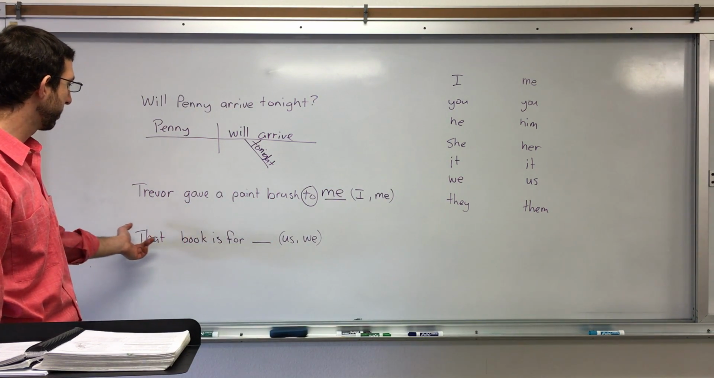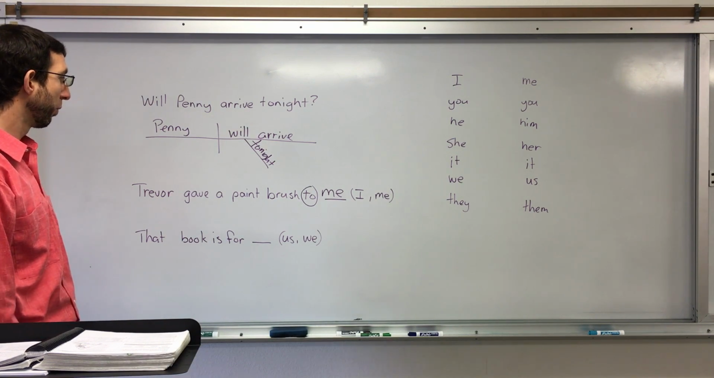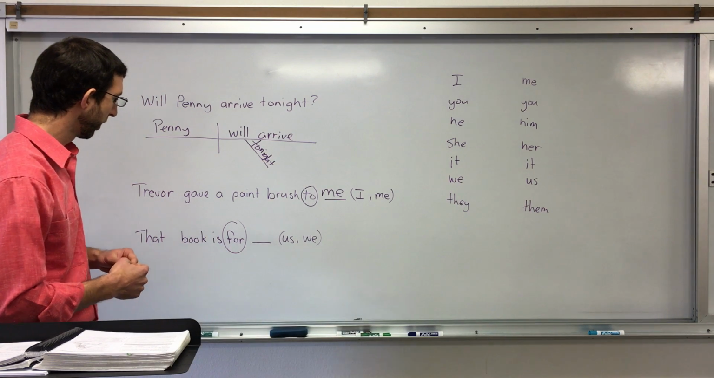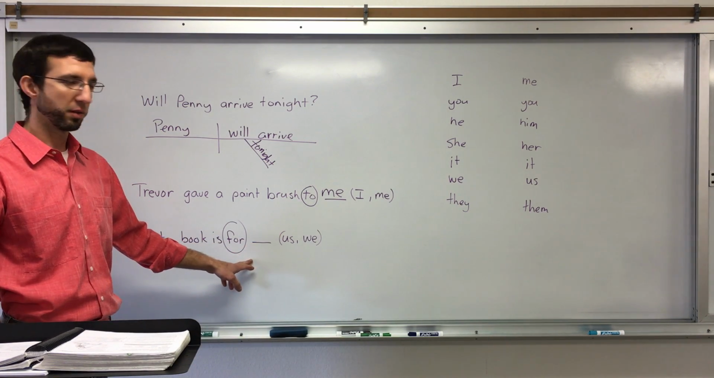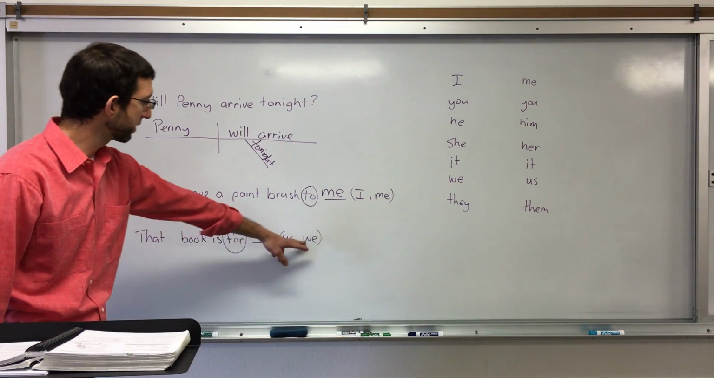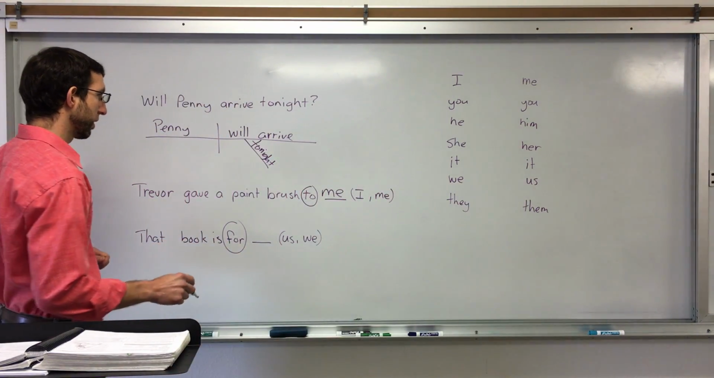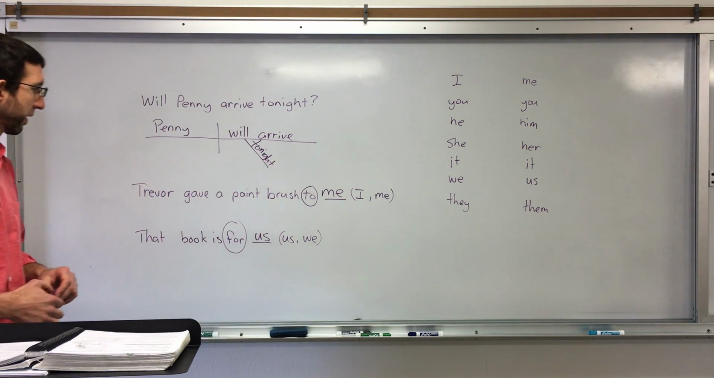What about this one? That book is for us or we? Well, I recognize this preposition. So that means this is going to be an object of a preposition. Which of these comes from this list? Us. That book is for us.